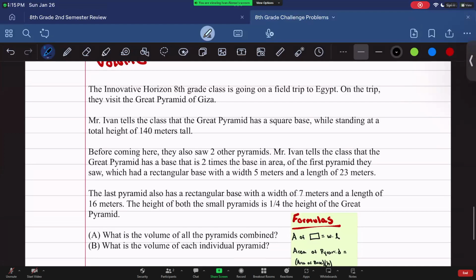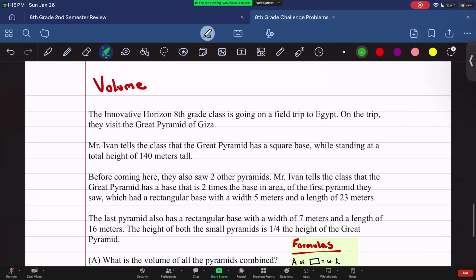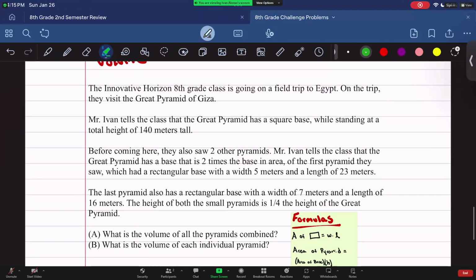So just a general tip that I've always done is to go through the problem, right? So let's read it. The innovator rides in 8th grade class is going on a field trip to Egypt. On the trip, they visit the Great Pyramid of Giza. That doesn't really have any information that we need. Next, Mr. Ivan tells the class that the Great Pyramid has a square base. This is pretty important when it comes to volume. While standing at a height of 140 meters tall. Okay, that's great to know.